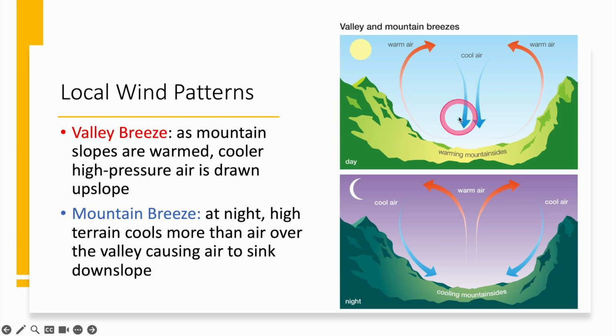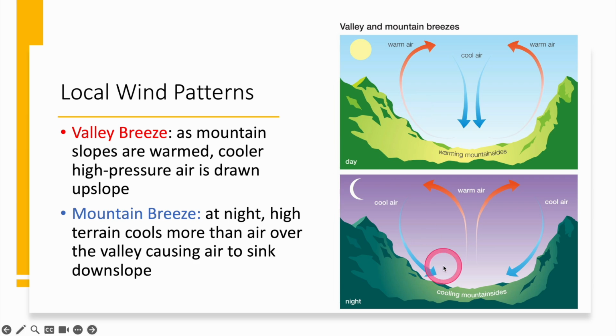Other ones, same principle, but now we're going to be looking at mountains or valleys. So we have a valley breeze: the surface on a mountainside is going to get heated during the day. It's going to rise up and get replaced by cool air that's sinking higher up in the atmosphere. So it's going to create an upslope circulatory pattern.